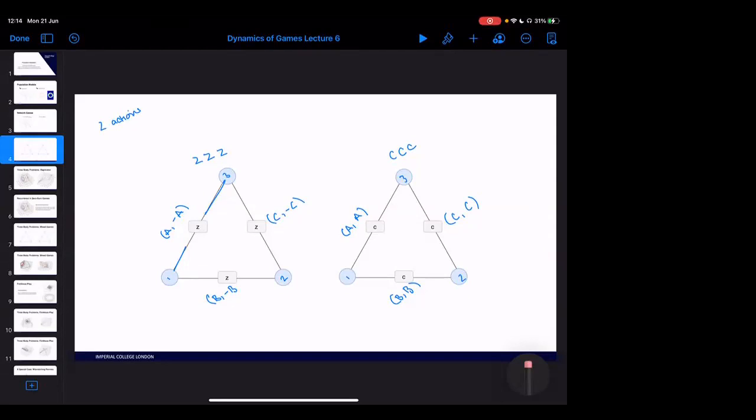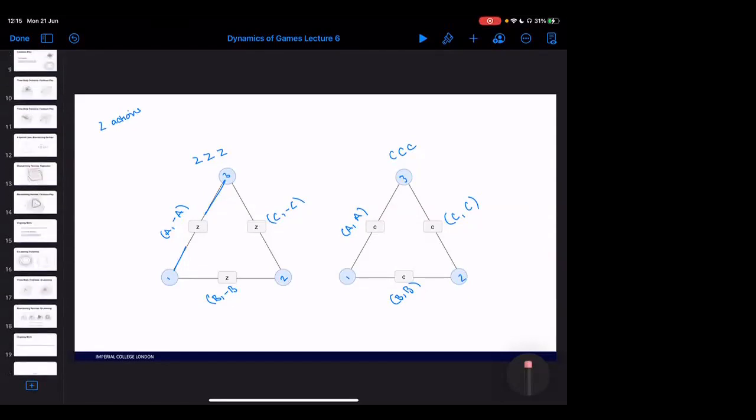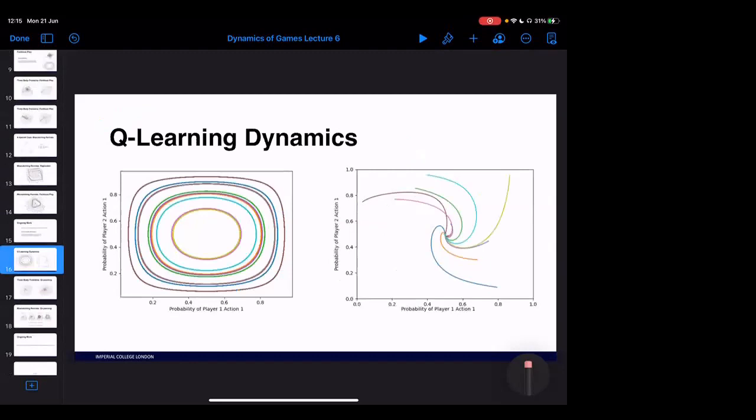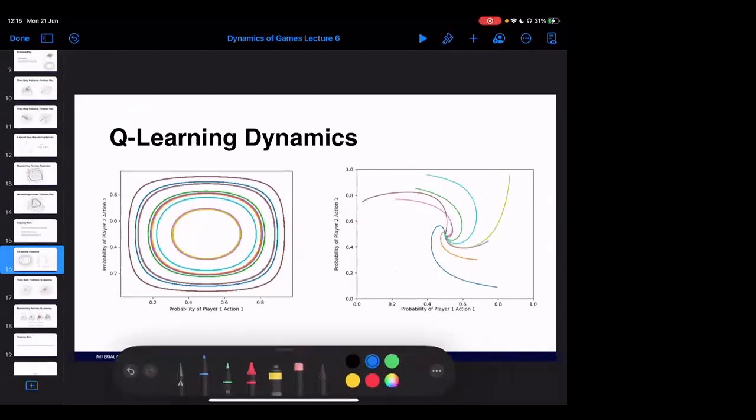We know that, for example, Replicator, instead of drawing it, I can just show you. Replicator gave rise to these cycles, right? It gave rise to these cycles where the trajectories just kept cycling around the equilibrium, right? This was for a zero-sum game, mind you.